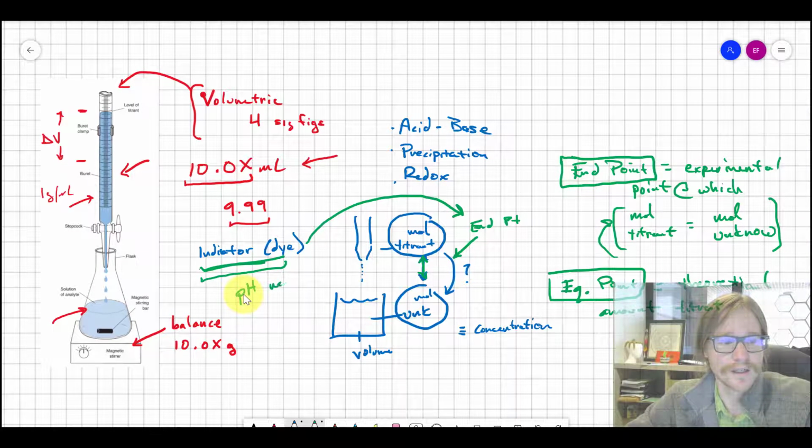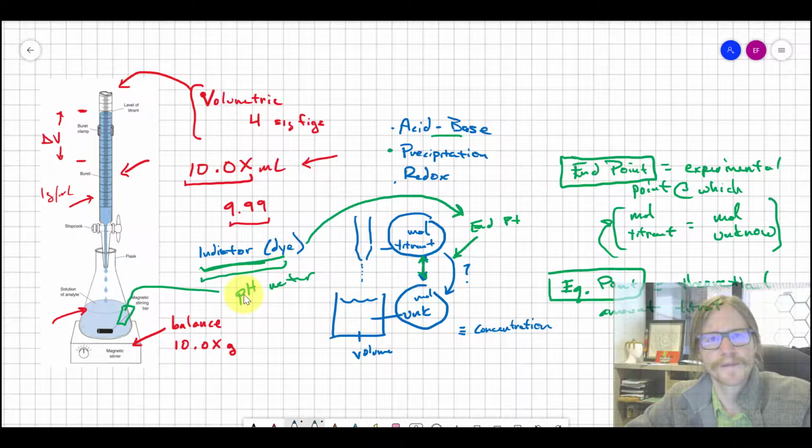Sometimes instead of an indicator, we can use a different method of indication or measurement, like an instrumental method, like a pH meter. So instead of relying on the color change, we can put a pH probe directly in the solution. If we're doing an acid-base change, that can be really helpful. For precipitation type titrations, we can use other indicator dyes.